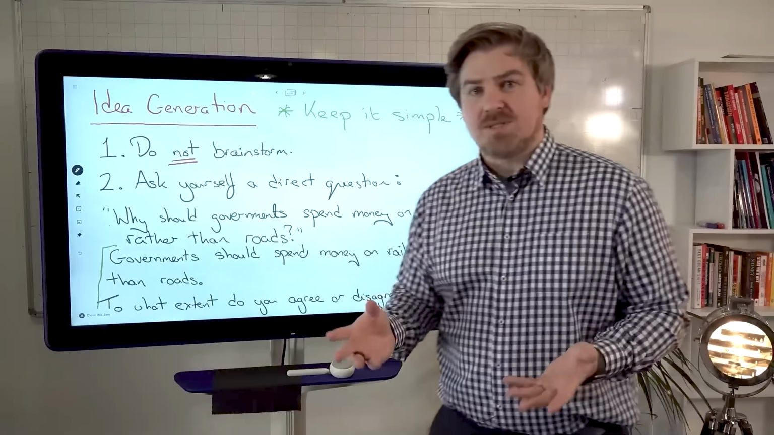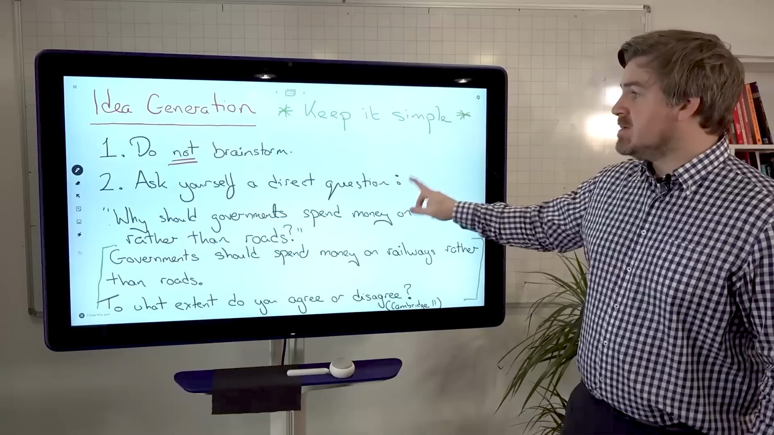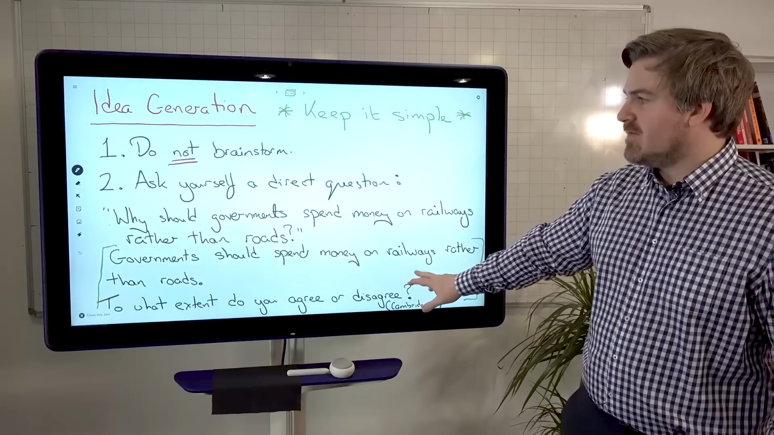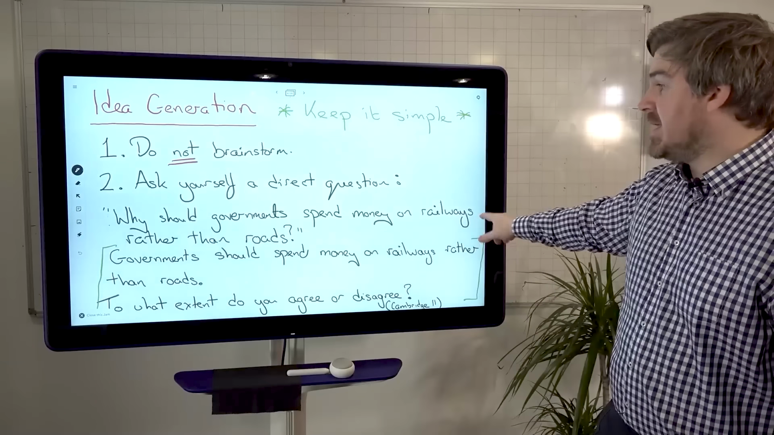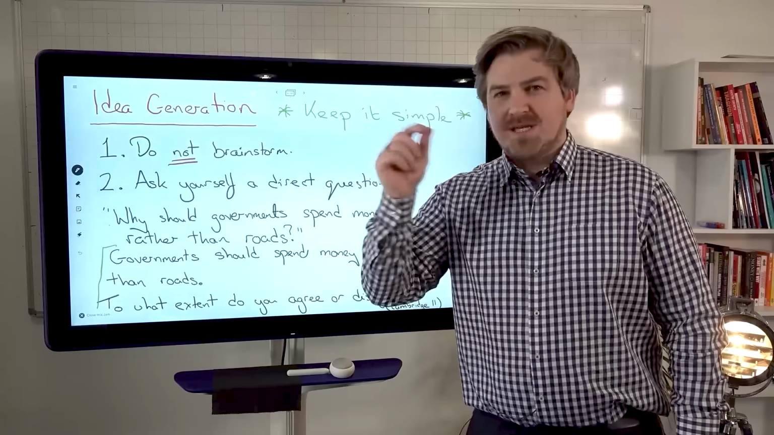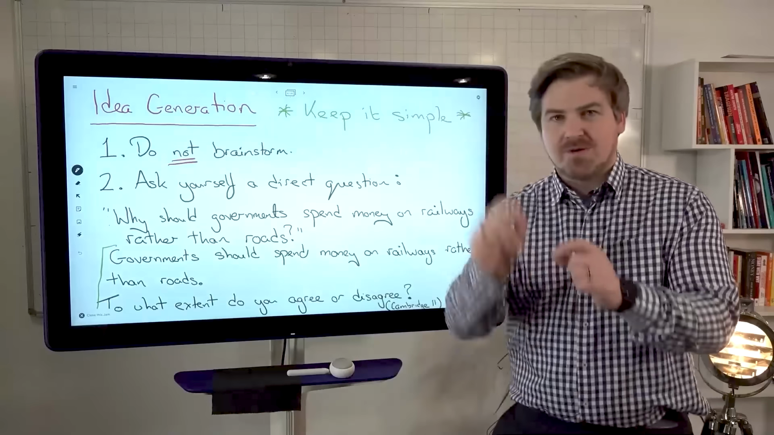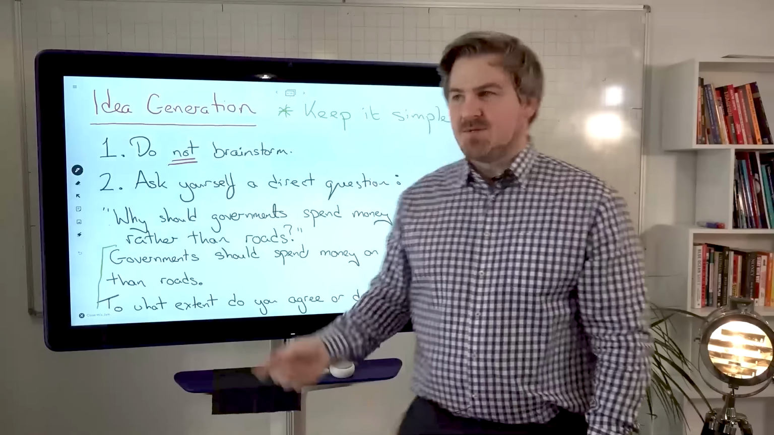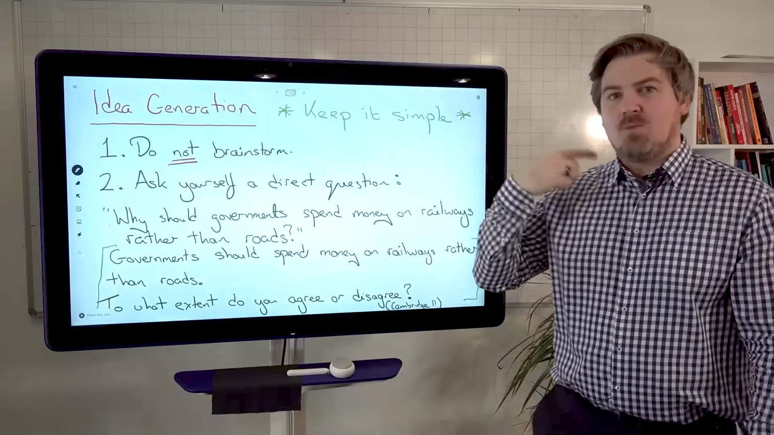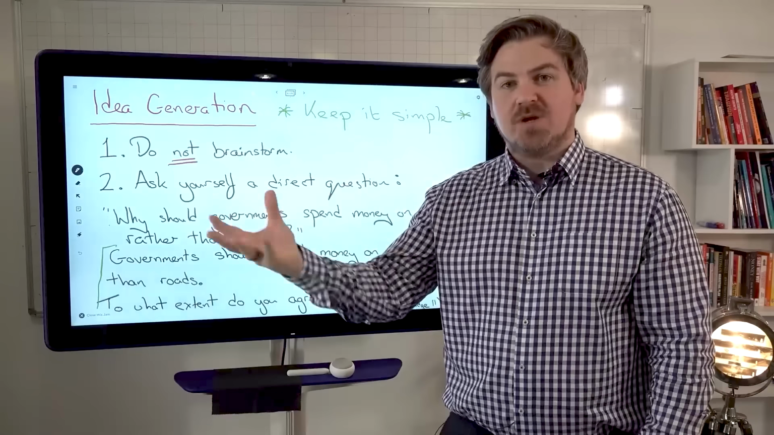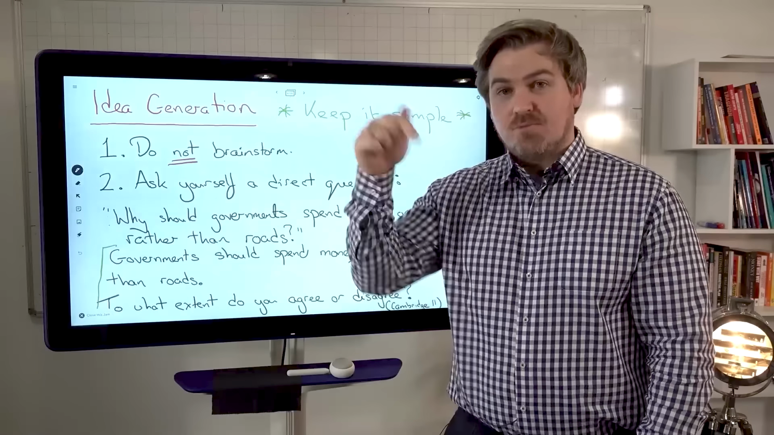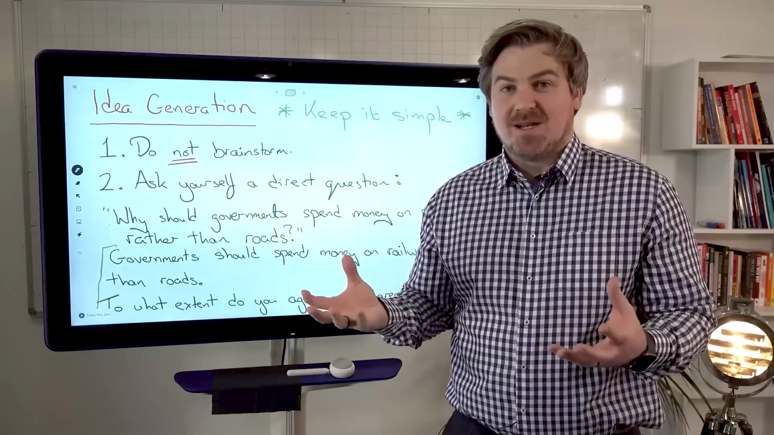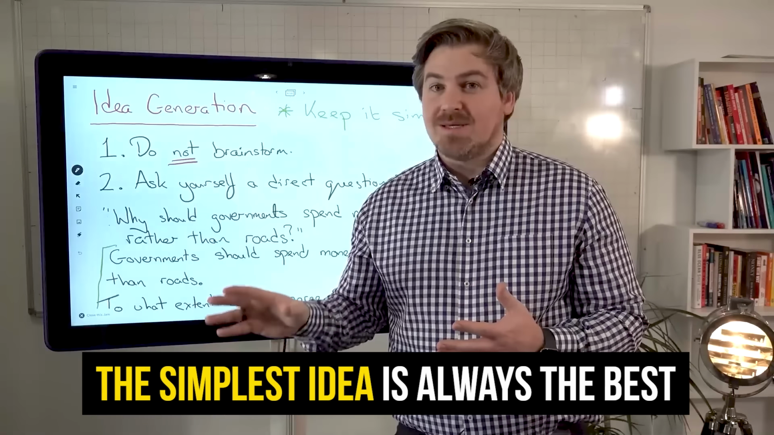So what should you do instead of brainstorming? Instead of brainstorming, just ask yourself a direct question. So for this particular question, what you would ask yourself is, why should governments spend more money on railways rather than roads? So instead of brainstorming where you would write railways versus roads and a little bubble around it and 20 arrows, just ask yourself one question. And what is the most obvious, straightforward idea that comes up? Write it in the comments below. Don't think of the most complicated idea. The simplest idea is always the best.